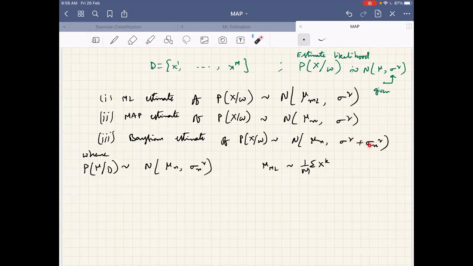This comes because you are using the whole P of mu given D. In Bayesian estimate, you are not using just the point estimate like mu n. Whereas in MAP, you use only the best possible mu from mu given D and throw away the rest of the things. Is this clear or not?